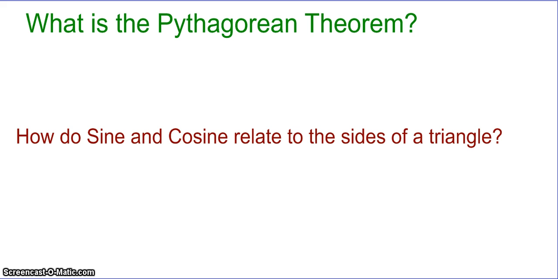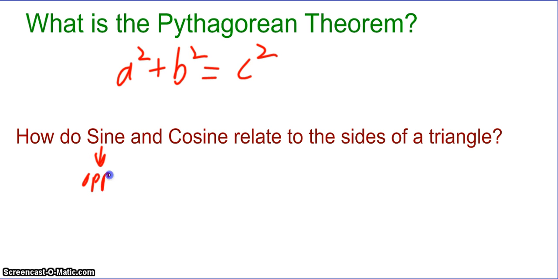Alright, well now let's talk about the Pythagorean identity. So these are the last 3. First, what is our Pythagorean theorem? Well, hopefully you remember it's a squared plus b squared equals c squared. We've been doing that for a while. Okay, well how does sine, cosine relate to the sides of a triangle? Well, I know that sine is opposite over hypotenuse, and cosine is adjacent over hypotenuse.